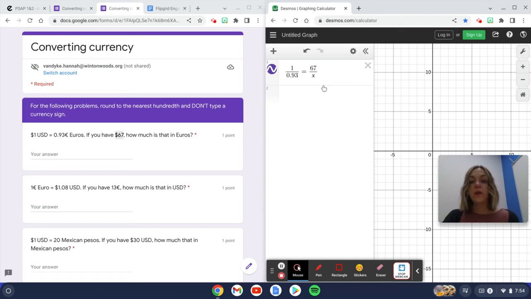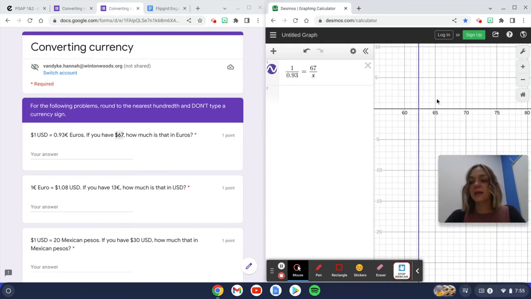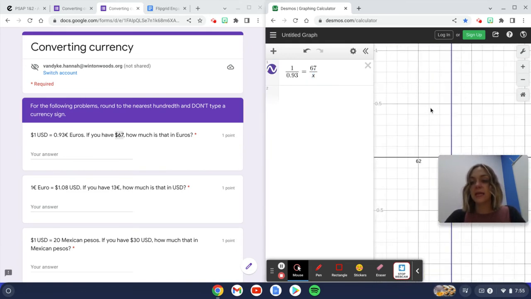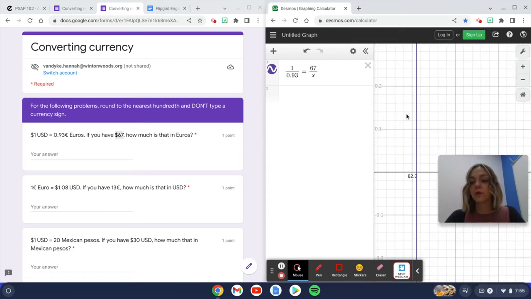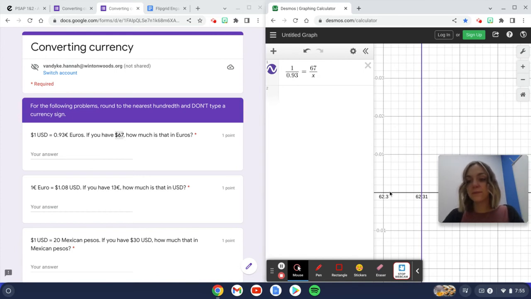Now, there are a few ways once we have this set up that we can find our answer. But before I do that, I want to re-explain. I've got US dollars compared to US dollars. And then I've got euros down here compared to what's going to be euros over here once I find that value. Now, I can zoom out, find my line, and then see what that's going to be, which is 62.31, and that's my answer, 62.31.